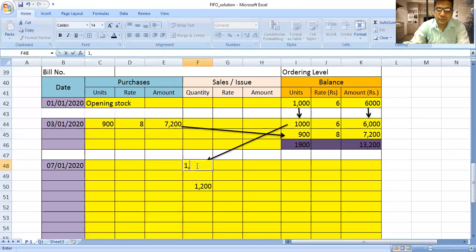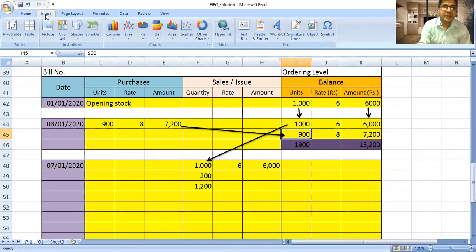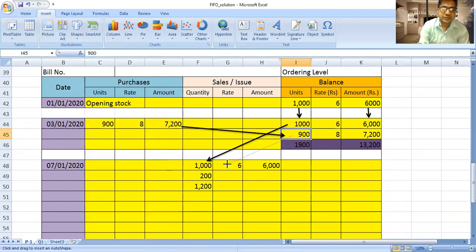So we will use 1000. Their rate is as it is 6, and their value is 6,000. But it is not sufficient, because we want to sell 1200 and we sold only 1000. It means how many units remain to be sold? 200. So 200 we can take at 8 per unit, because 900 units are there. From these 900 units we can take 200 units.